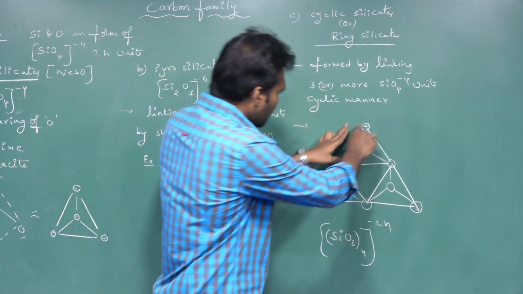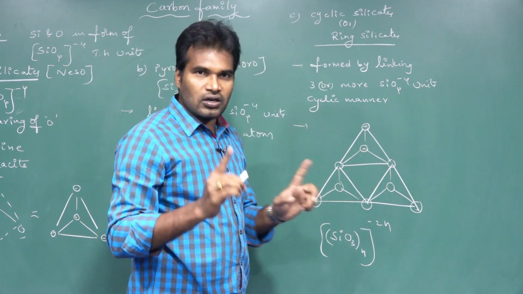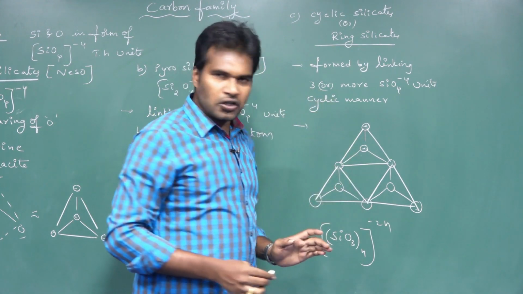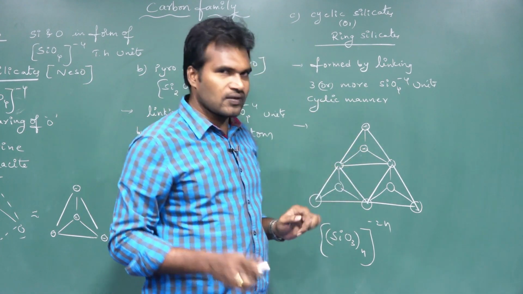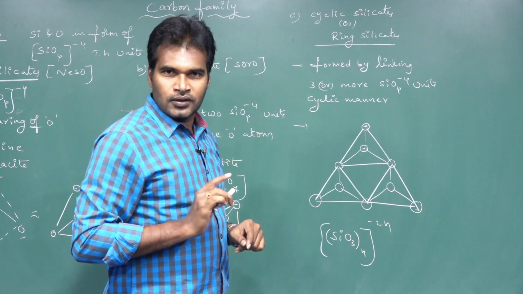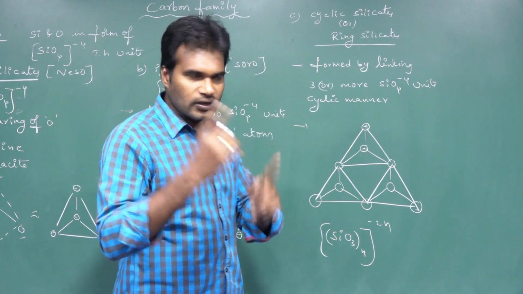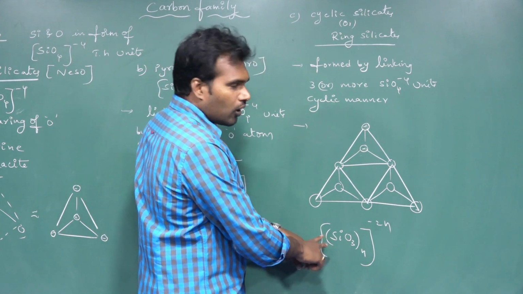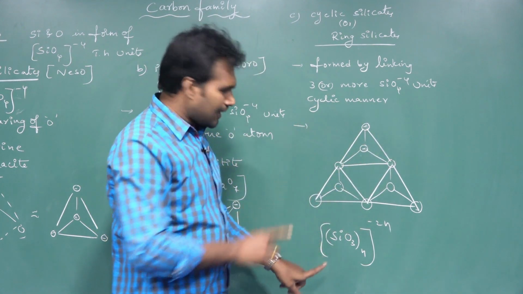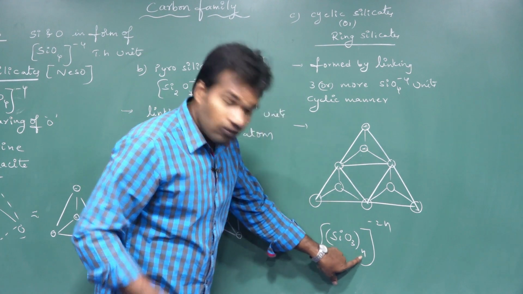So if you take one tetrahedral unit, what is the total charge belonging to that particular unit? Only -1 and -1, that is -2. So each tetrahedral unit has -2 charge individually. That is why the general empirical formula for cyclic silicates is (SiO3)n^(2n-).